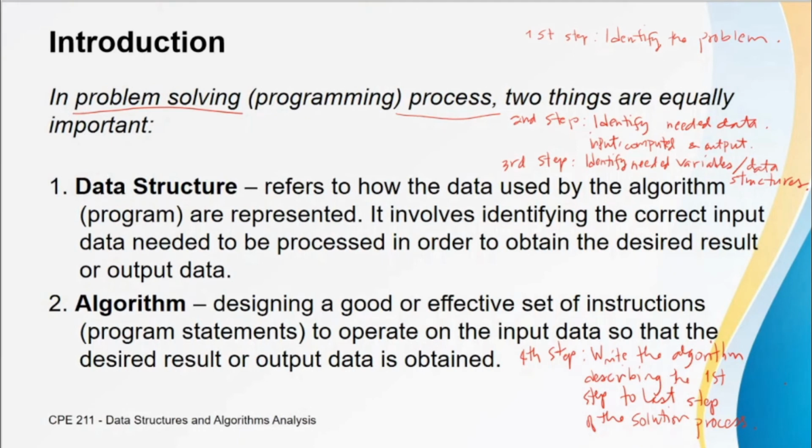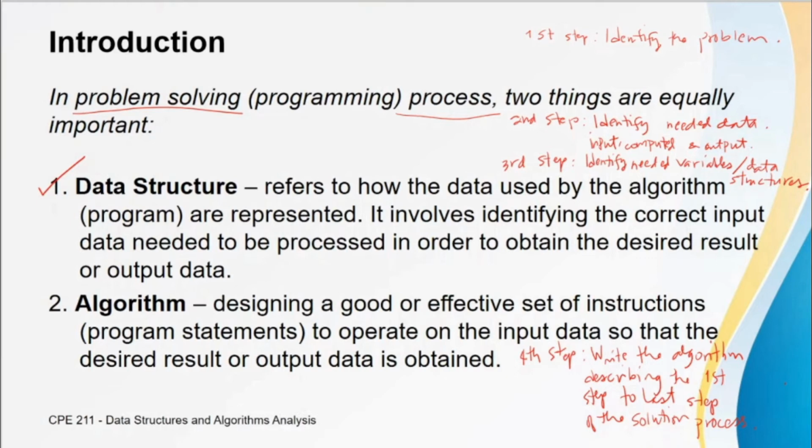So programming as a problem-solving process involves these two equally important aspects. First, selecting the appropriate data structure to use in the program in such a way that the program's data are stored in the most efficient way so that the program can easily access, manipulate, or perform necessary operations on the data for the goal of obtaining the desired result or output data.